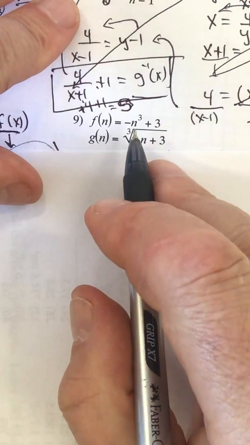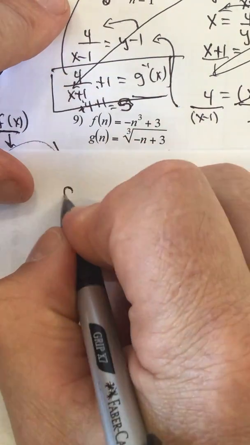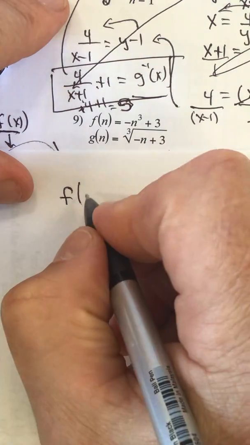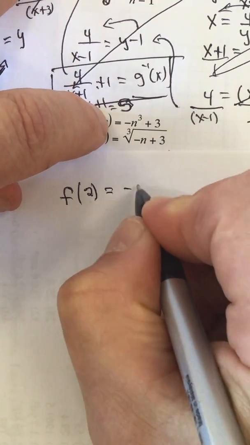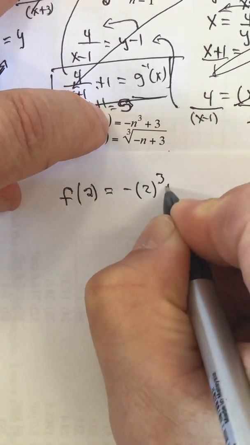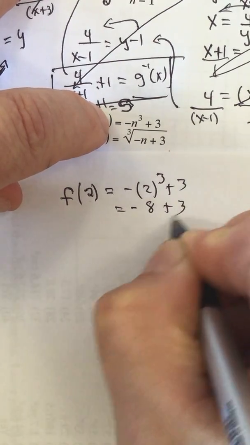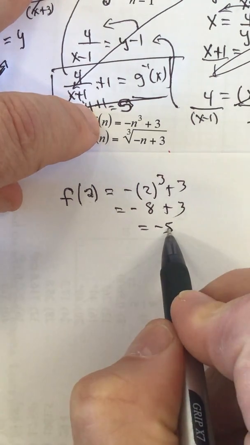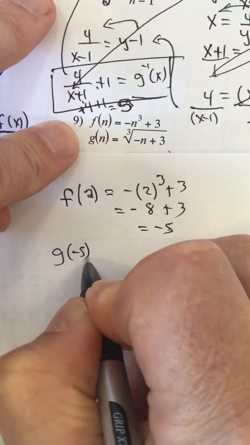What that is saying is if I take any kind of number and put it right there and get an answer, so how about I just take maybe 2. Okay, f of 2, that's negative 2 to the third plus 3. Okay, that's negative 8 plus 3, so that's negative 5. So if I start out with a 2, I get a negative 5. So now if I put a negative 5 in the g, it should get me back the 2.